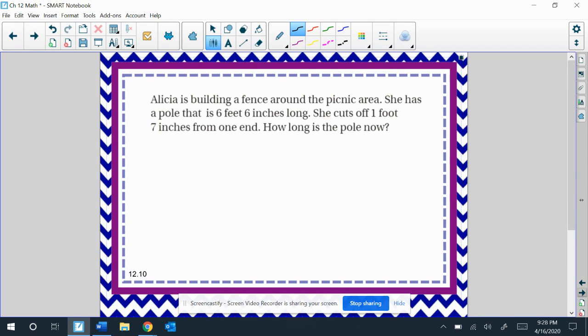Here's another one. She is building a fence around the picnic area. She has a pole that is 6 feet, 6 inches long. She cuts off 1 foot, 7 inches from one end. How long is the pole now?